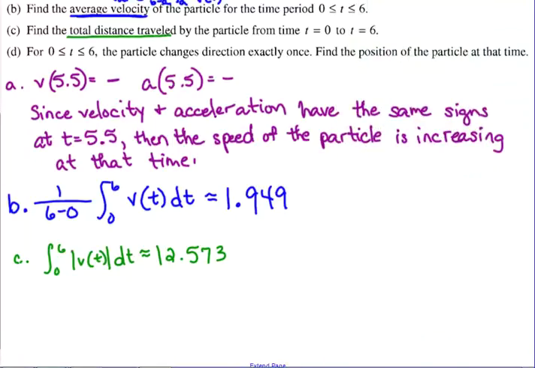4 times 0 to 6. The particle changes direction exactly once. Find the position of the particle at that time. So first of all, we're going to find where the particle changes direction. Remember, particle changes direction, that's velocity equals 0, so set v of t equal to 0. You get 1 point just for considering that.